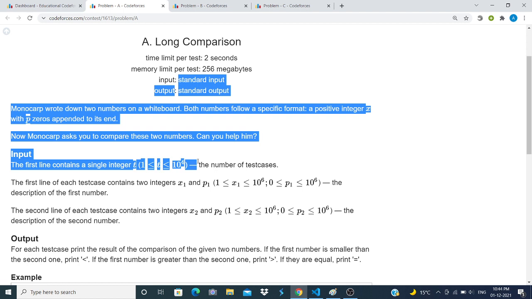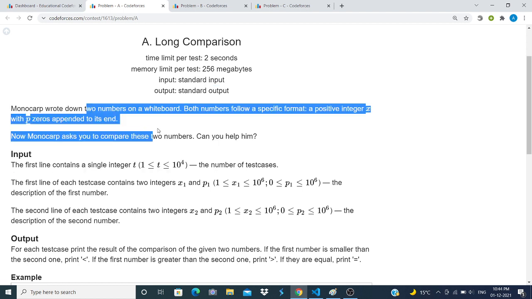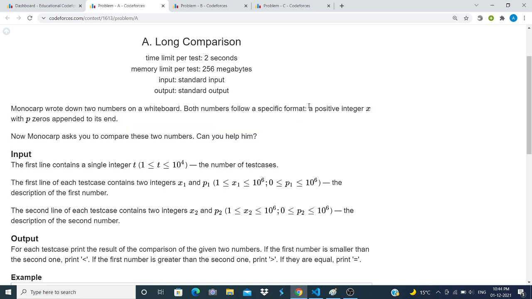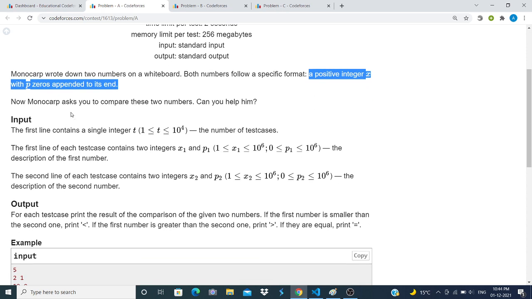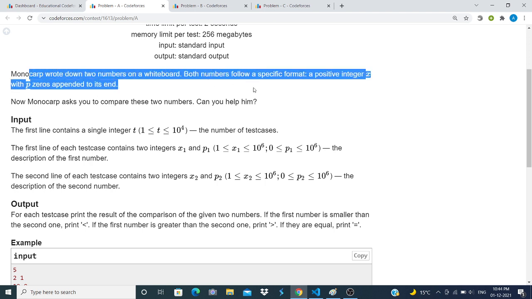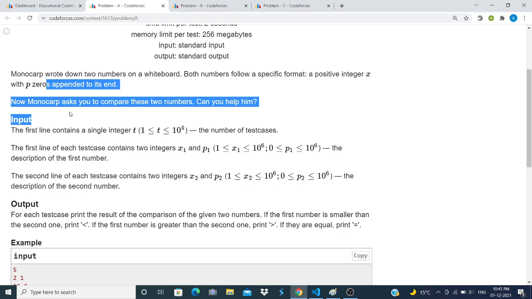The question says that you are given two numbers written on the whiteboard and we need to compare them. But the numbers follow a specific pattern, like a positive integer x with p zeros appended to its end. Monocarp wrote down on the blackboard two numbers, and both numbers follow a specific format, a positive integer x with p zeros appended to its end, and we need to compare them, right?